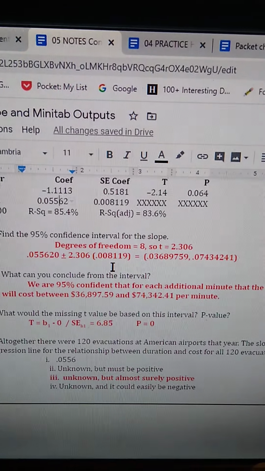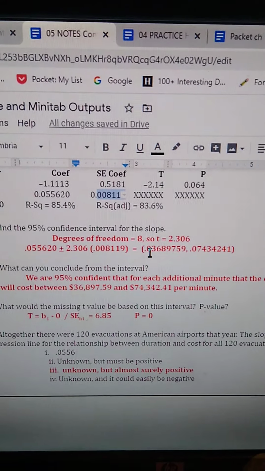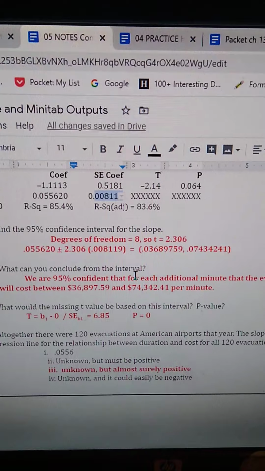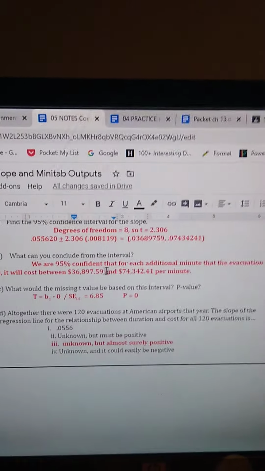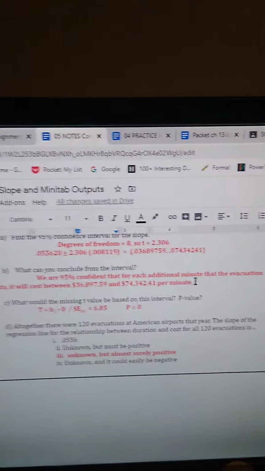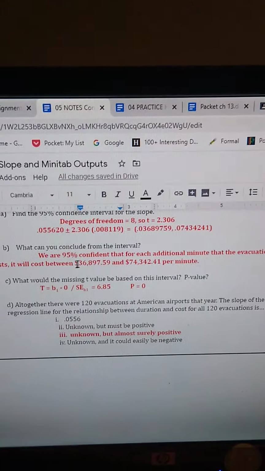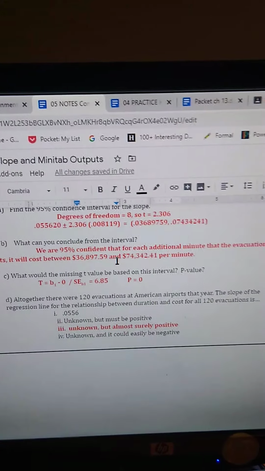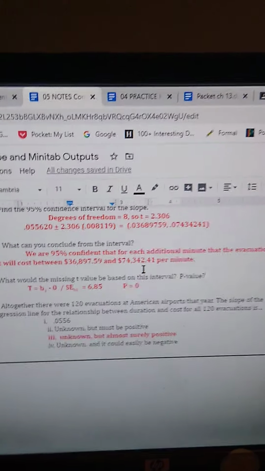0.05562, that's my slope. SE sub b sub 1, the spread of slope, is from right here. And I run those numbers, I get these values. There's my interval. What can this interval tell me? We are 95% confident that for every minute that the airport is in evacuation, it will cost between $36,897.59 and $74,342.41 per minute. Each minute is going to cost somewhere in that range.